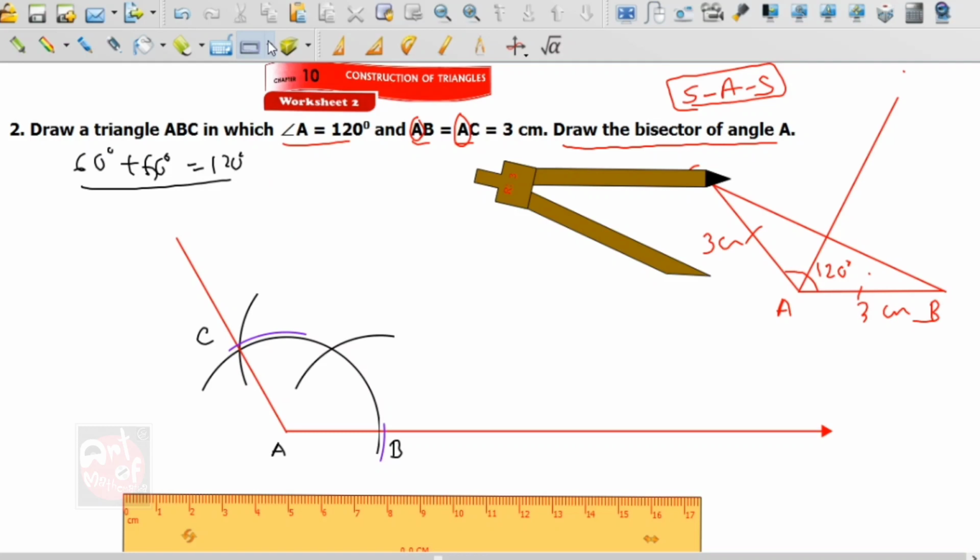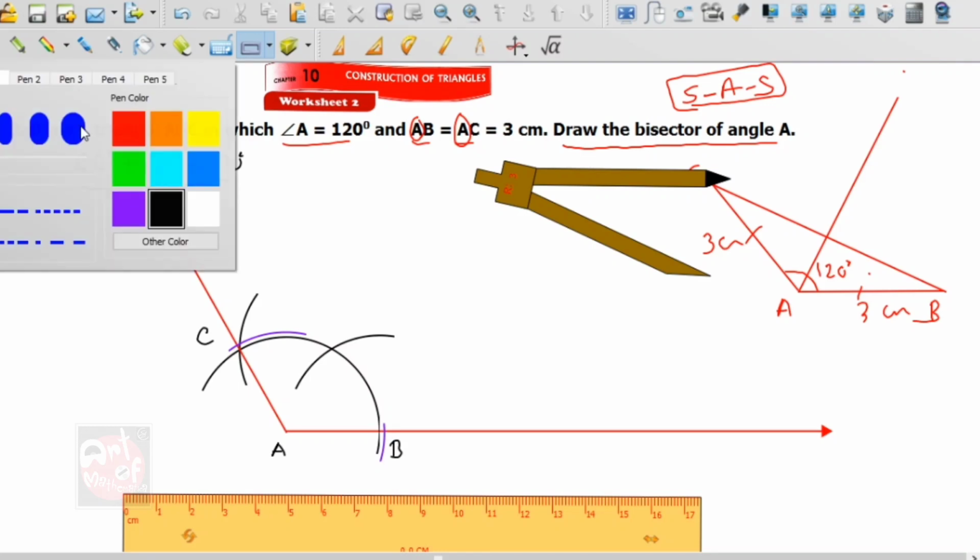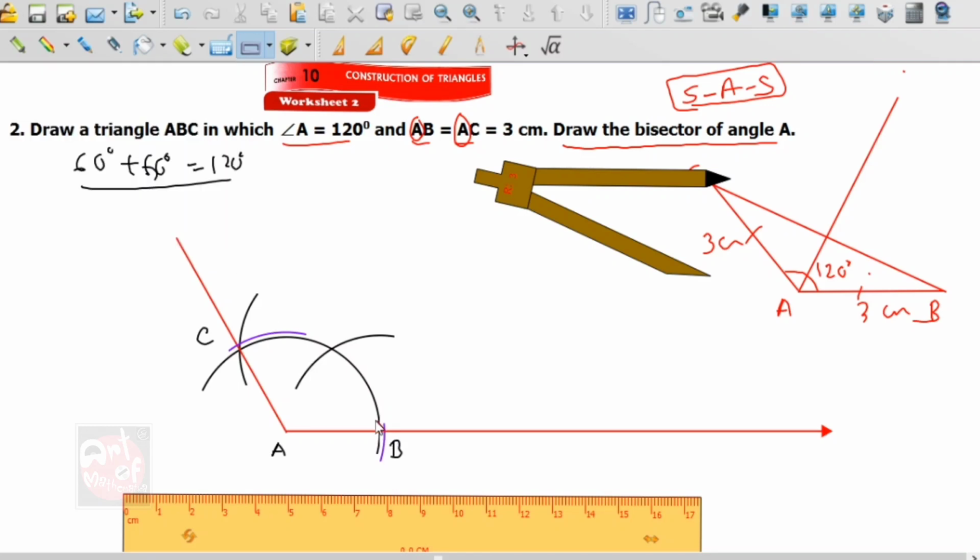Join B and C. I am doing it directly. You have to use the scale and join these 2 points. You know how to join it. So from the point B, I have to join points. So now we have got the triangle.